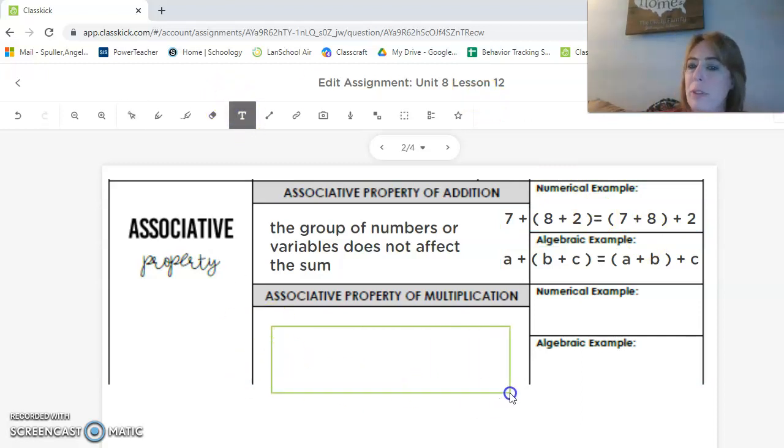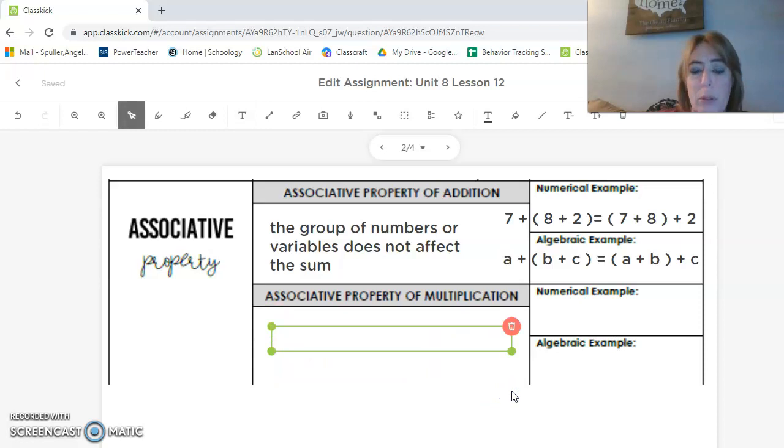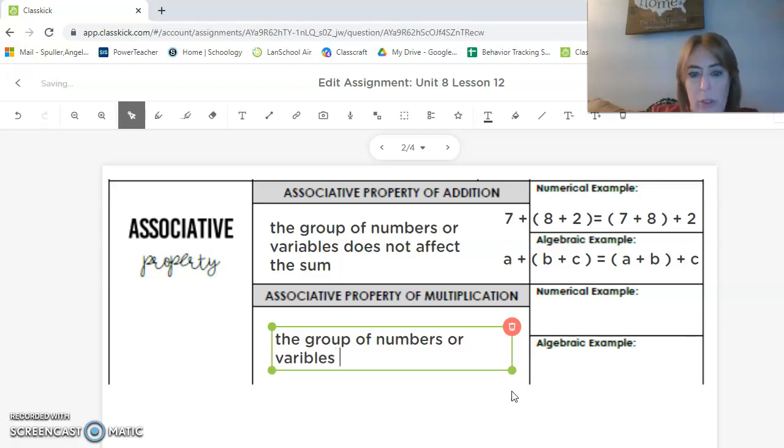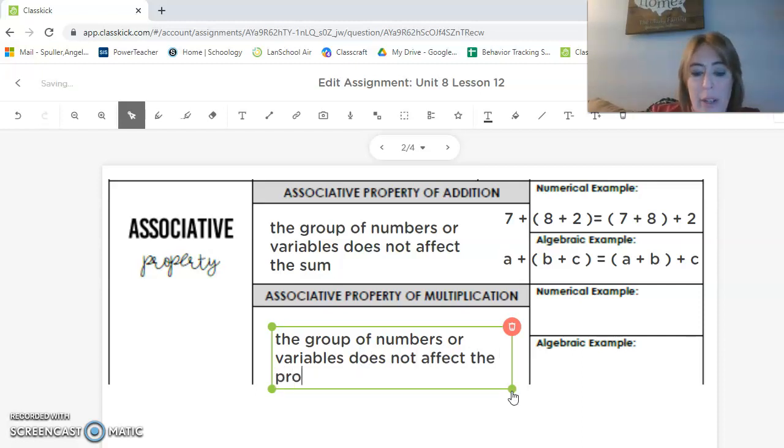Okay, so what does it mean for the associative property of multiplication? It's the same thing. The grouping of numbers or variables does not affect the product or the answer. I can't spell today. So what does that mean?